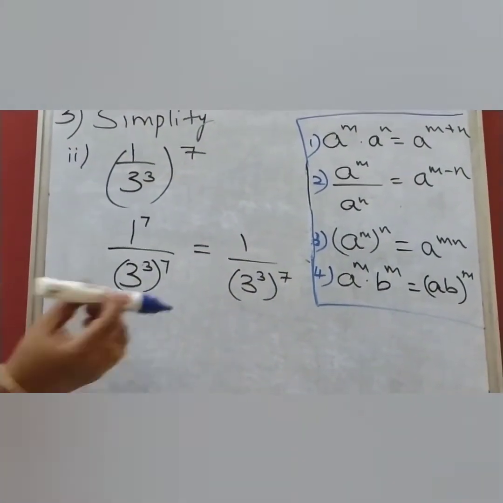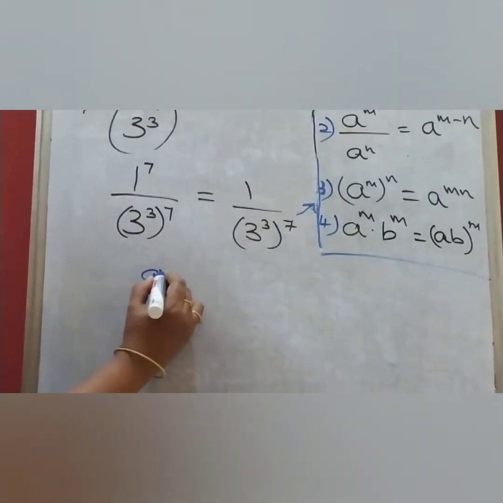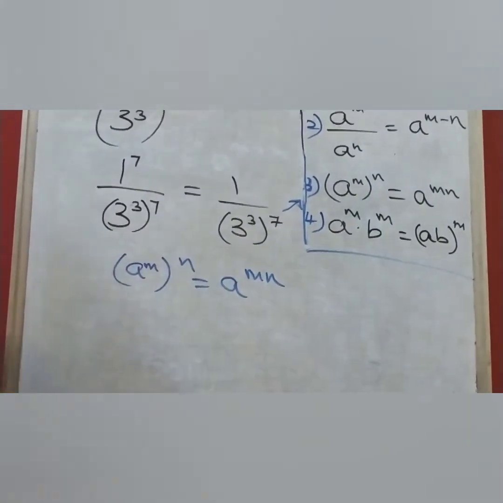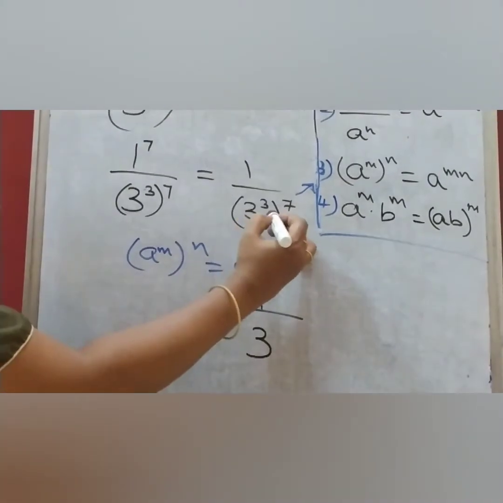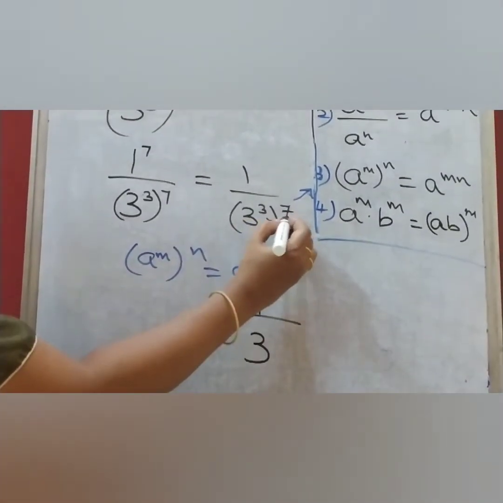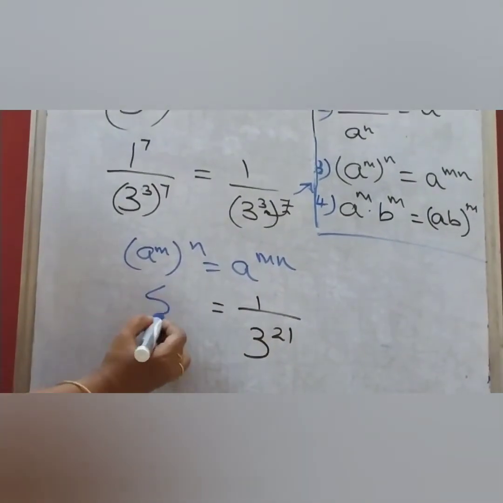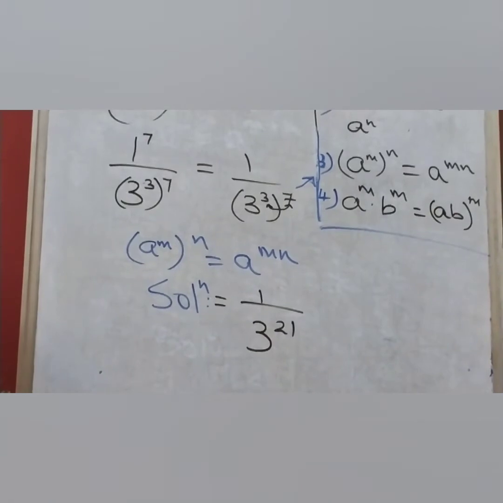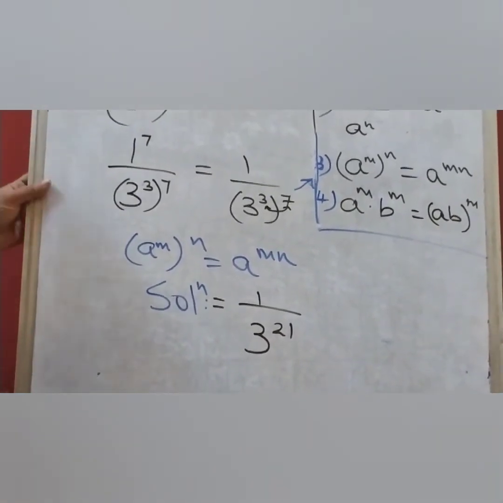Just see and match. It matches with this formula, which says a power m the whole n is equal to a power mn. So I am going to write 1 by 3, and multiply the 7 and 3 both. 7 3s is 21. This is my solution, this is my answer, children: 1 by 3 power 21. I hope you have understood.